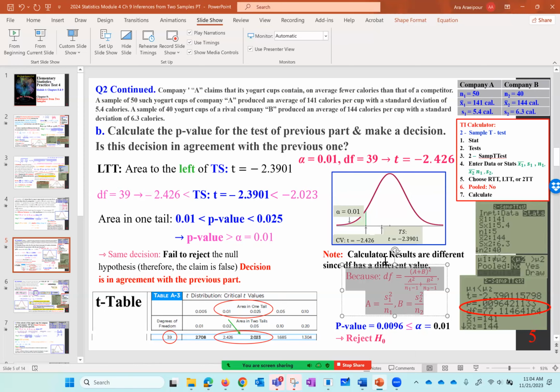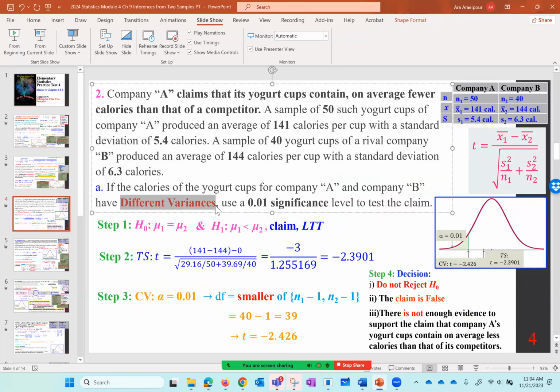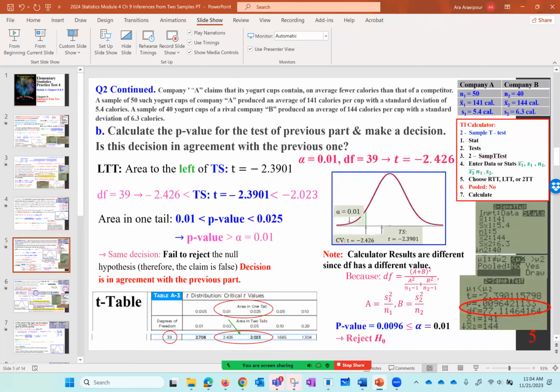So the degrees of freedom, in this case, we are paying attention to the fact that we are saying different variances. We go with the smaller of the two if we are doing it by hand. But if we are doing it with the technology, they calculate degrees of freedom for us. Okay. I hope that answers the question. Yeah. Thank you. Sure.